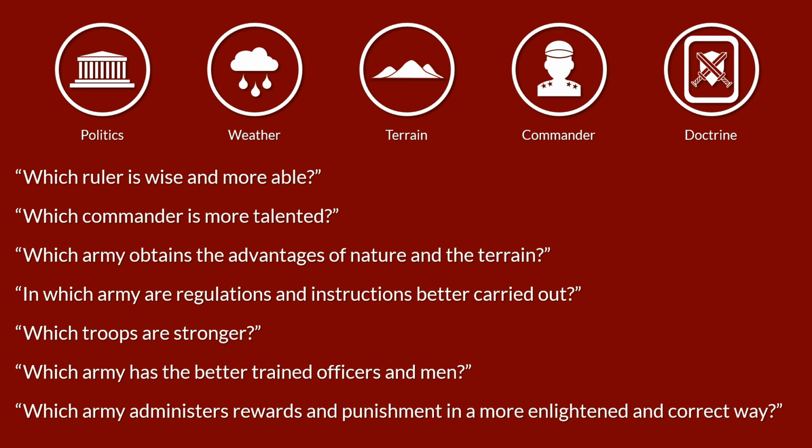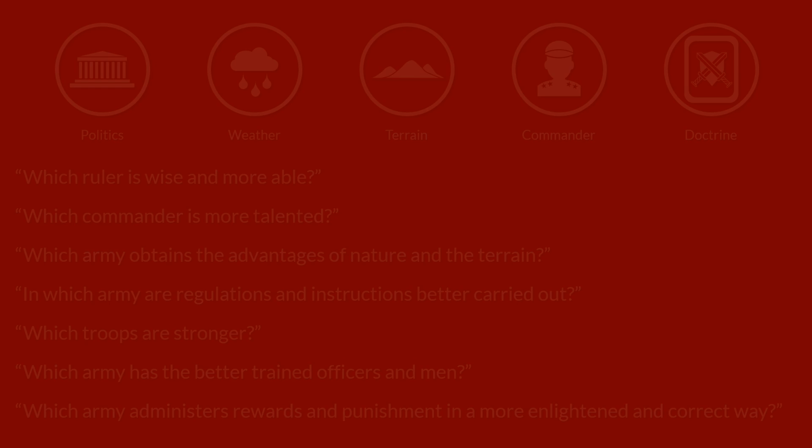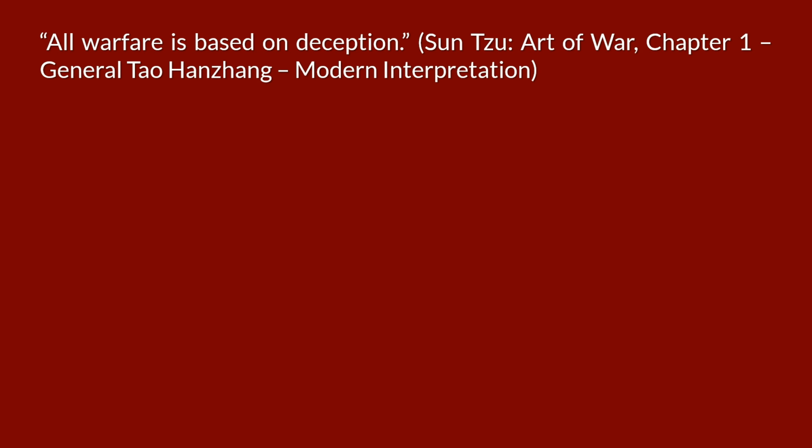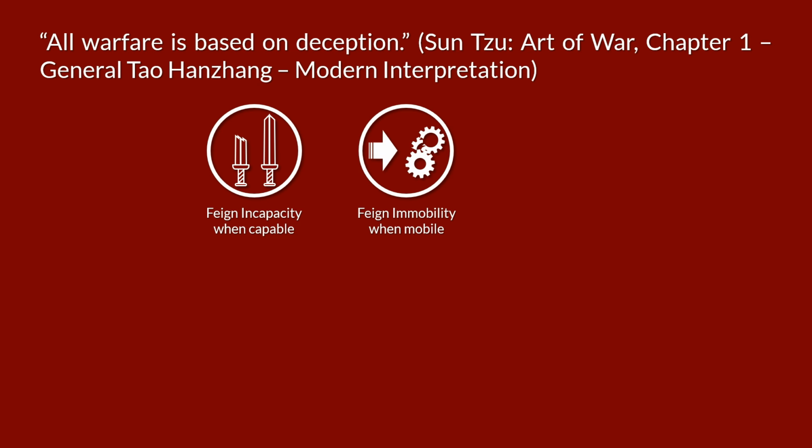Based on the answers to these questions, generals should take actions to exploit any advantages further. One important measure for this is deception. All warfare is based on deception. For instance, feigning incapacity when one is able to strike, feigning mobility while one is immobile, irritating a choleric enemy commander to cloud his judgment, etc.